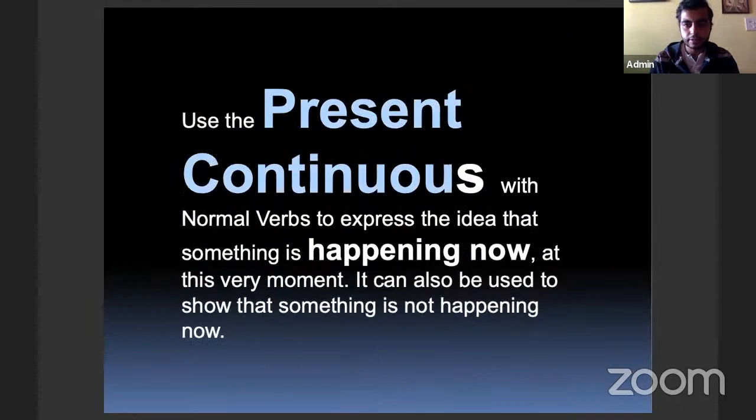Now present continuous. Am eating. It is used with normal verbs to express the idea that something is happening now. Like when you say, "Sir, can we have class now?" Then I will say, "I am having internet issues." So that internet issue is happening right now, at this very moment when we are talking. And it can also be used to show that something is not happening now.